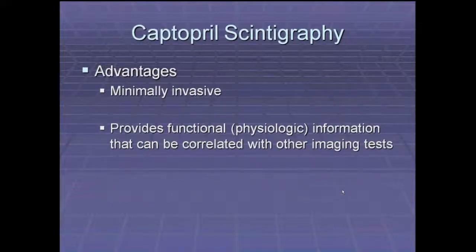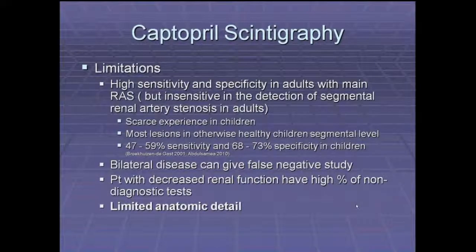The advantages of nuclear scintigraphy, it's minimally invasive. It provides functional or physiologic information that you can correlate with that of the other anatomical imaging tests. Its limitations, again, is it really gives us no anatomical detail, right? Although it can be sensitive, the specificity in adults with renal artery stenosis is really not ideal. It's really not all that sensitive, even in adults, all right?